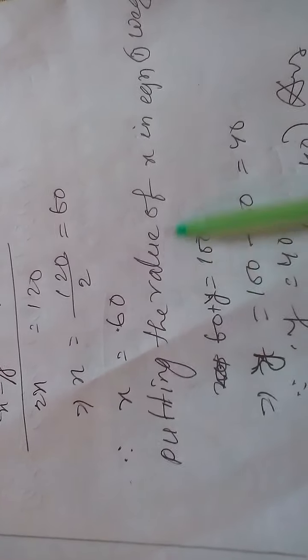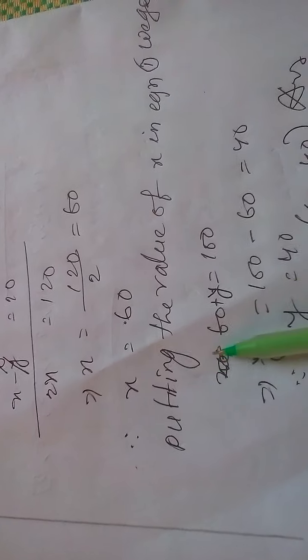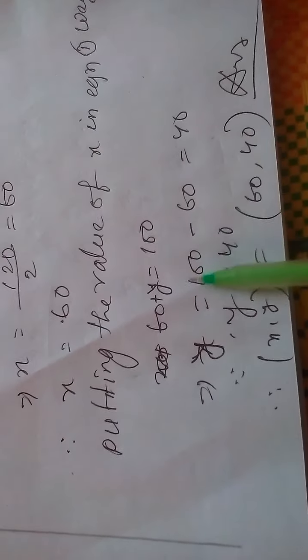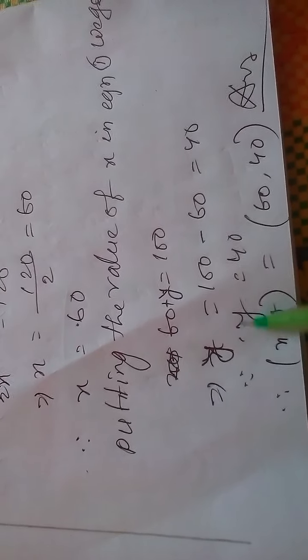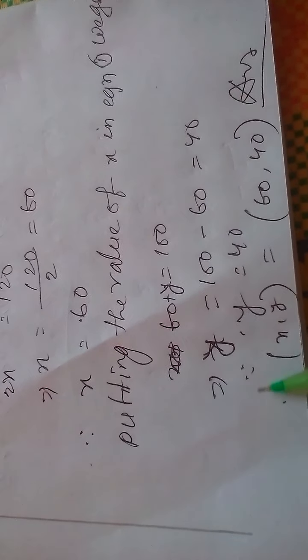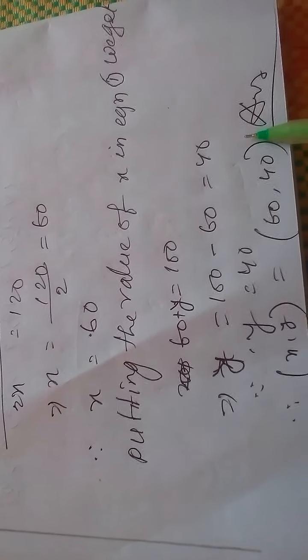Putting the value of x in equation 1, we get 60 plus y equals 100, so y equals 100 minus 60 equals 40, so y equals 40. So x and y are 60 and 40, that is the answer.